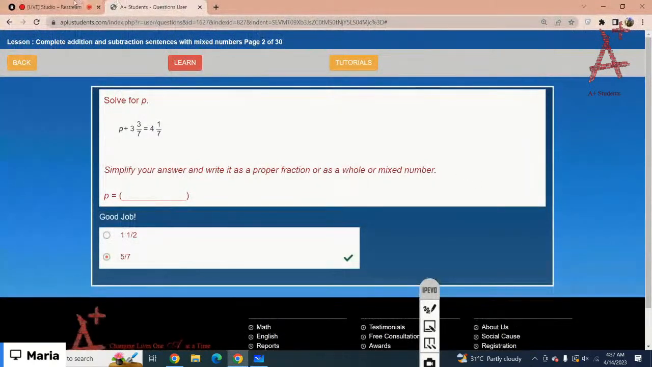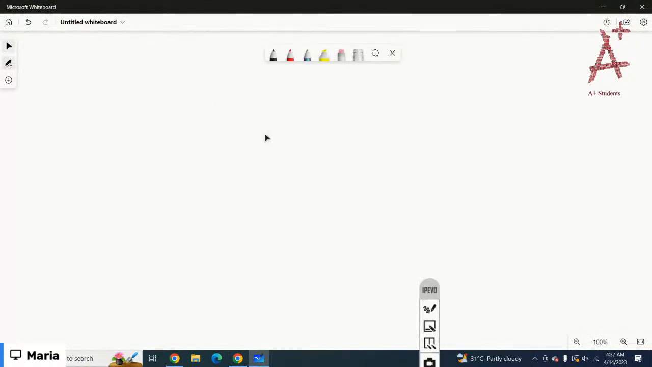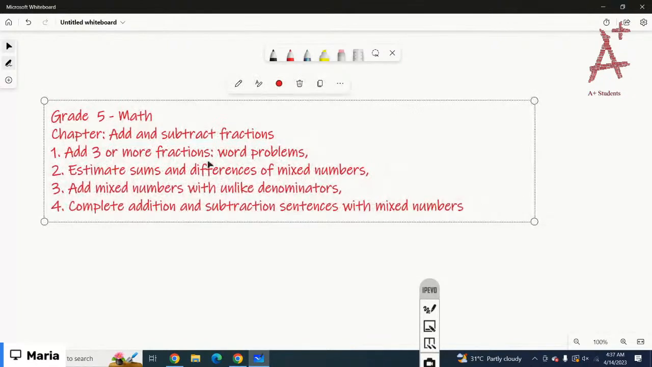Okay, you can complete the test by yourself later today. So we're working on grade 5 maths. The chapter we're working on is add and subtract fractions. The lessons we have covered are add 3 or more fractions, word problems, estimate sums and differences of mixed numbers, add mixed numbers with unlike denominators, complete addition and subtraction sentences with mixed numbers. Please make sure before the next session you complete all the test questions for the lessons we did today.